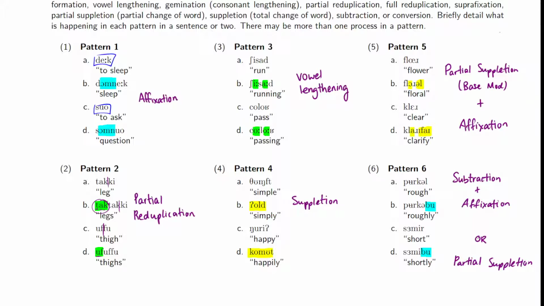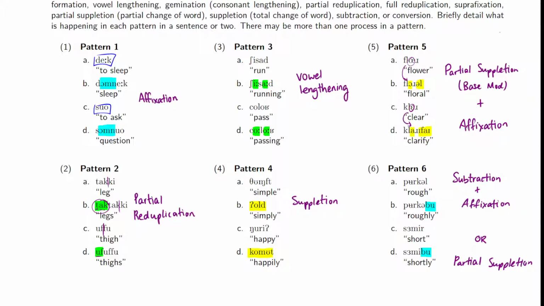Pattern 5, we have 2 things going on. First, the vowel is changing. So in flower, that initial vowel has changed to make floral, and in clear, that e has been changed to an a. And we're getting an extra affix at the end. So floral is getting ol, clarify, that's getting ify at the end.